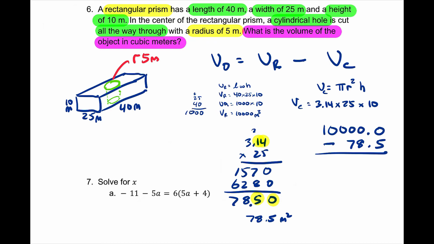So I'm going to have to borrow from here and basically end up with 9999.10. Subtract the 5, we get a 5. 9 minus 8 is 1. 9 minus 7 is 2. And 9 and 9. So the final answer is going to be 9,921.5 cubic meters.